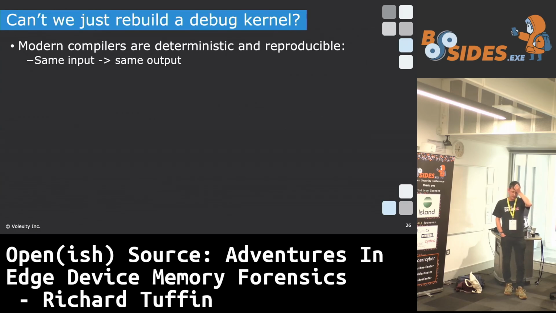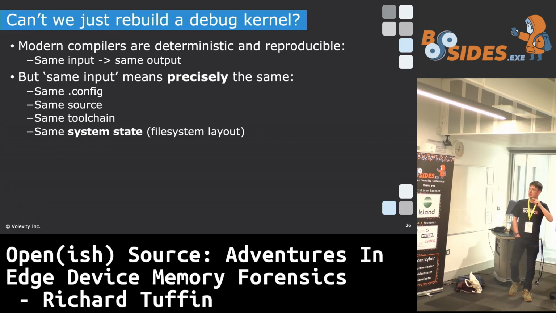Okay, but this is all open source. Can't we just build a new kernel with the debugger data in it? Right, GPL, I should have source code, should be good. And modern compilers are supposed to be deterministic and reproducible. So if I provide exactly the same input to a modern compiler, it should produce exactly the same output, byte for byte. Should be good.